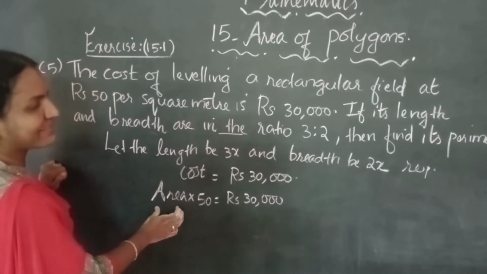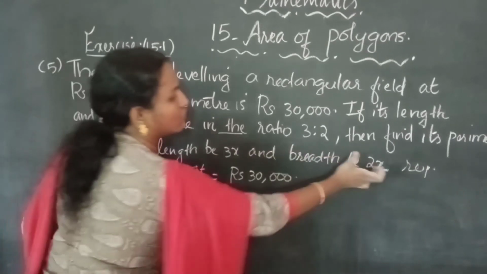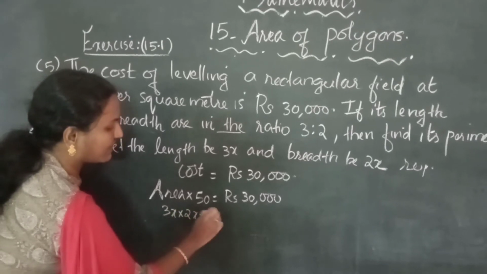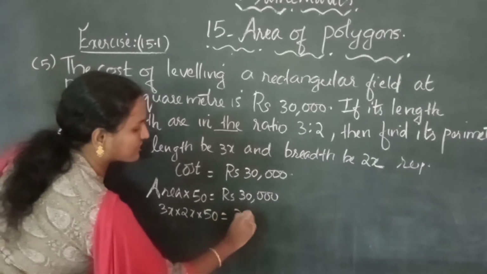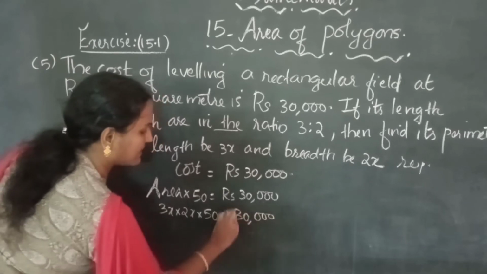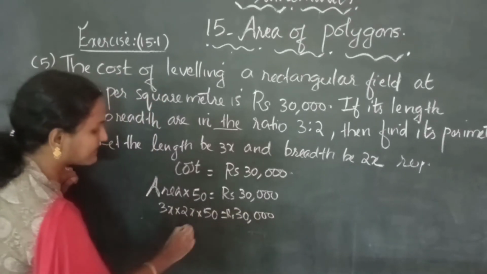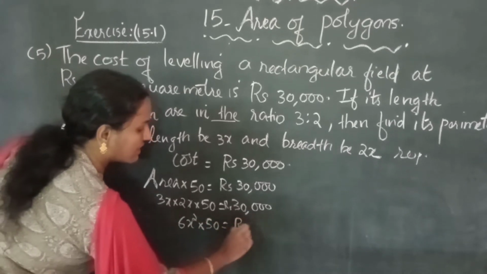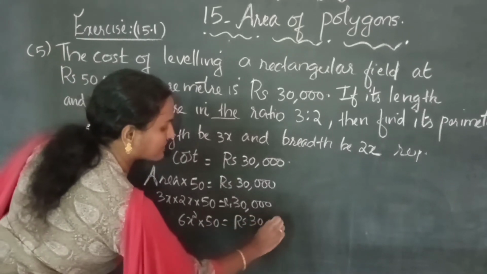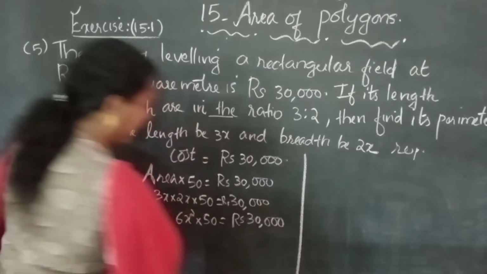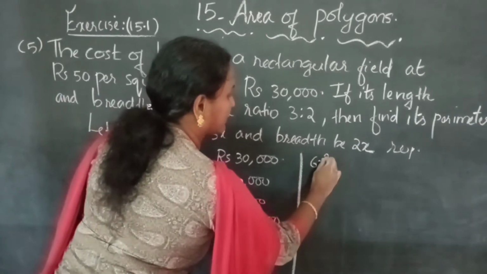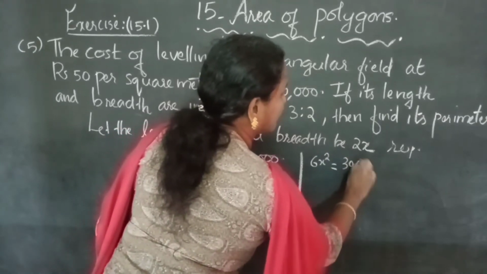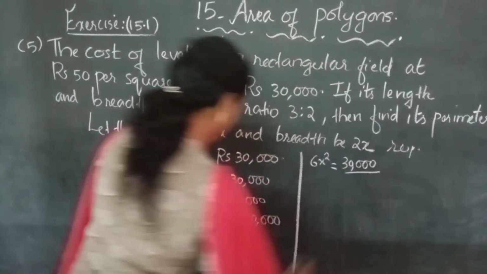Area means length into breadth. 3x into 2x into 50 is equal to rupees 30,000. 3x into 2x, 6x square into 50 is equal to rupees 30,000. Then 6x square is equal to 30,000 divided by 50.